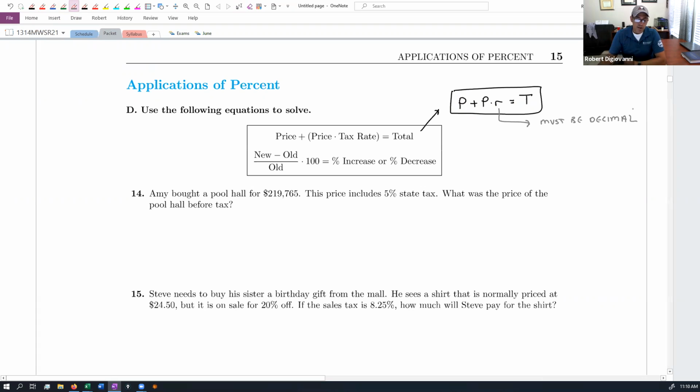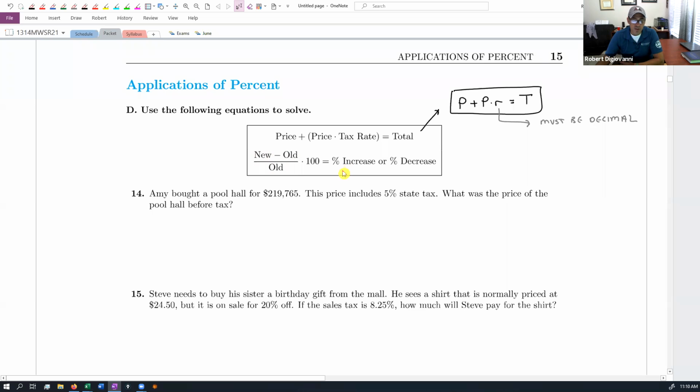Now, the next one is how you determine the percent that something goes up or down. So if you paid a certain amount for gas a couple of weeks ago, and now you paid more, you want to know what percentage it changed by. Then you take the new price, subtract the old price, and divide by the old price. And then multiply times 100, and that'll give you your percent.